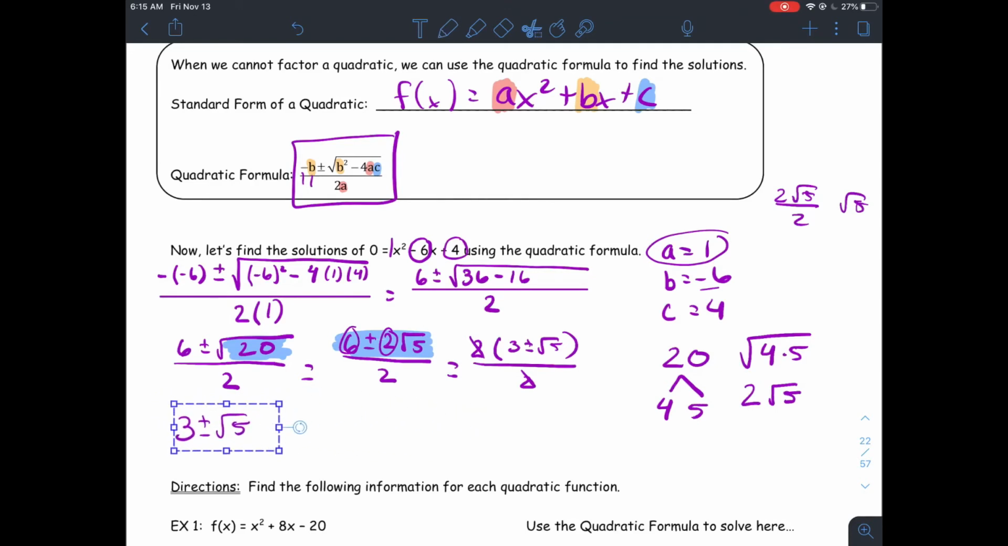So really we've got 2 solutions here, right? So we've got x is equal to 3 plus root 5, and x is equal to 3 minus root 5. Now this is how I want you to give me your answers, right? You should leave them in this radical form here. But let's just check to see if we're right.